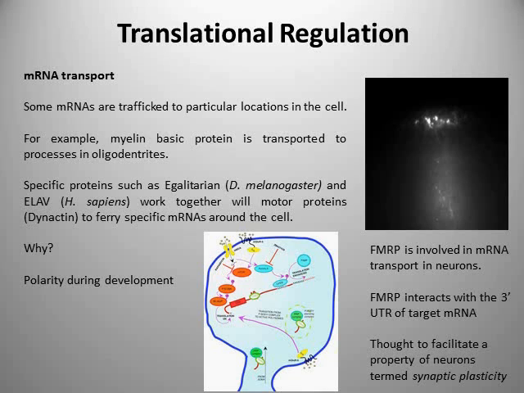So what is this doing? What is FMRP doing this for? Well, the trafficking of these RNAs by FMRP to different locations within the neuron, particularly to synapse points, is thought to facilitate a property of neurons that's termed synaptic plasticity. So synaptic plasticity is something that gets neurobiologists very excited.